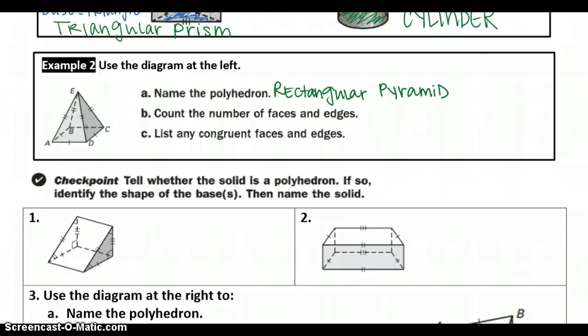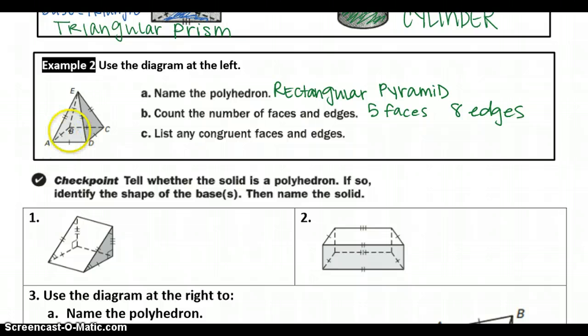Next, we need to count the number of faces and edges. So for faces, I have one face or base on the bottom, and then I have 4 triangles around the top, so I have a total of 5 faces. And edges, on the bottom, I have 4 edges, and then I have 4 edges that are all pointing towards the top, so I have a total of 8 edges.